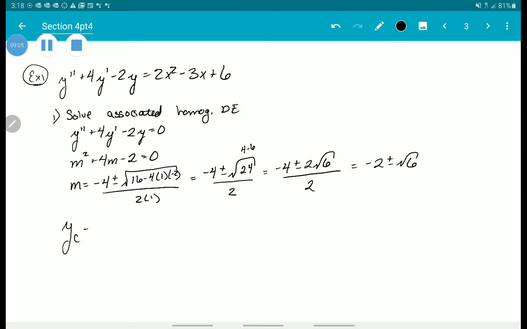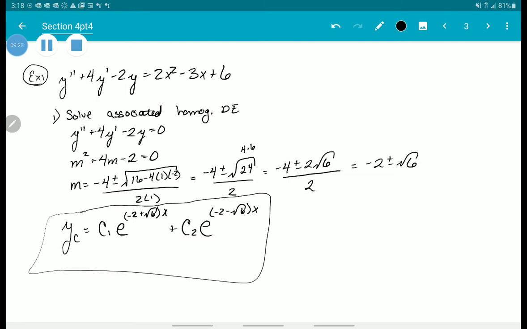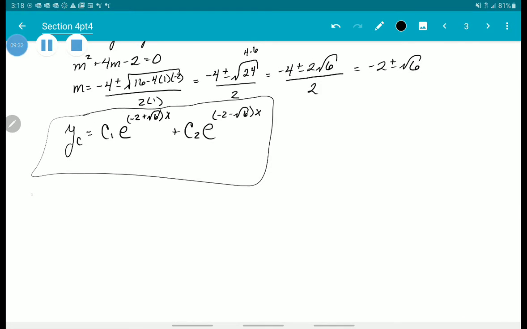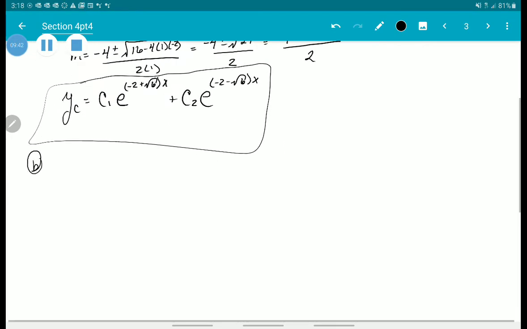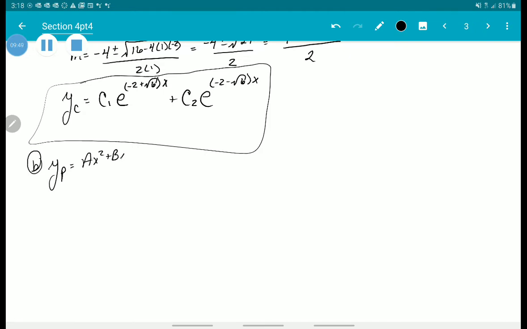So our complementary solution is the solution to the associated homogeneous differential equation, which is going to be C1 times e to the negative 2 plus square root of 6 x plus C2 e to the negative 2 minus square root of 6 x. And now we want to figure out what that particular solution is going to look like. So if we examine this right-hand side here, we have a quadratic. So a good educated guess would be another quadratic. So let's use ax squared plus bx plus c.